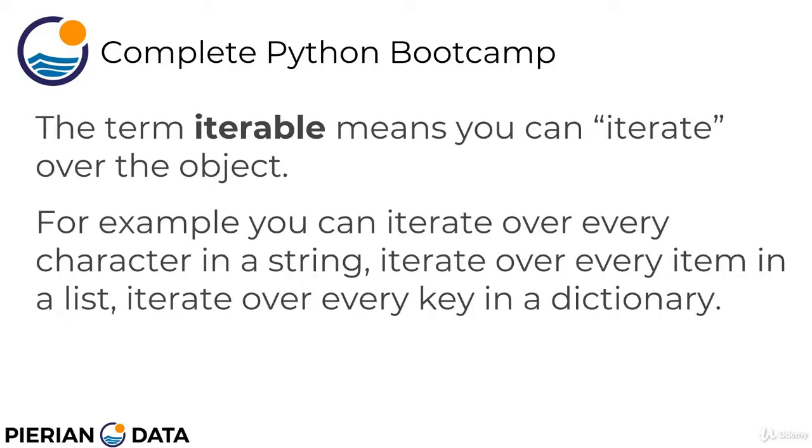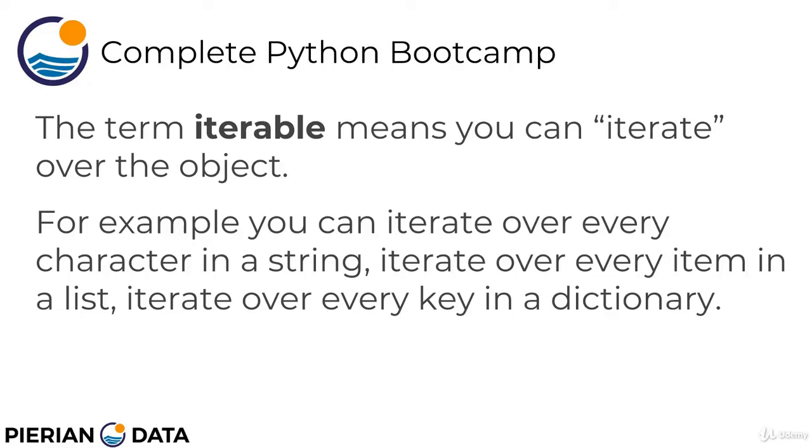So I want to focus a little bit on this term iterable because you hear it a lot, especially in Python documentation, and it's kind of a strange term if you've never heard it before. All this term means is that you can iterate over the object, and that means you can perform an action for every thing in that object. So for example, for every character in a string, you can iterate through that string and then do something for every character. Often maybe you want to print out every single letter in that string. That means the string is an iterable object. You can work through it.